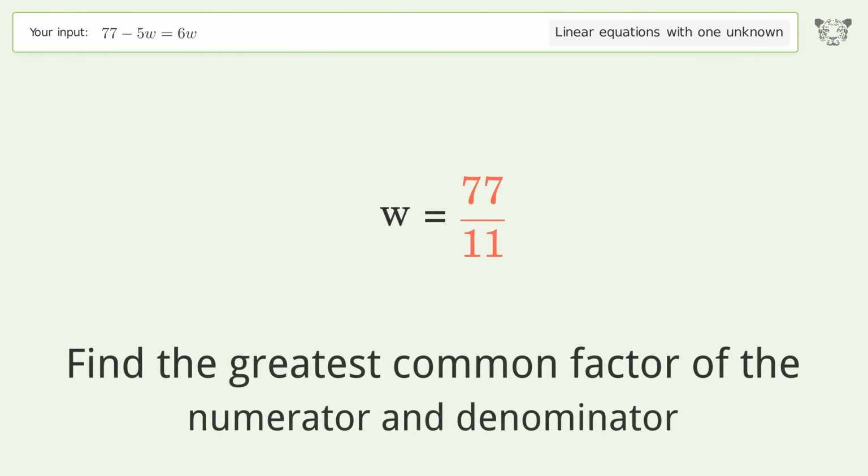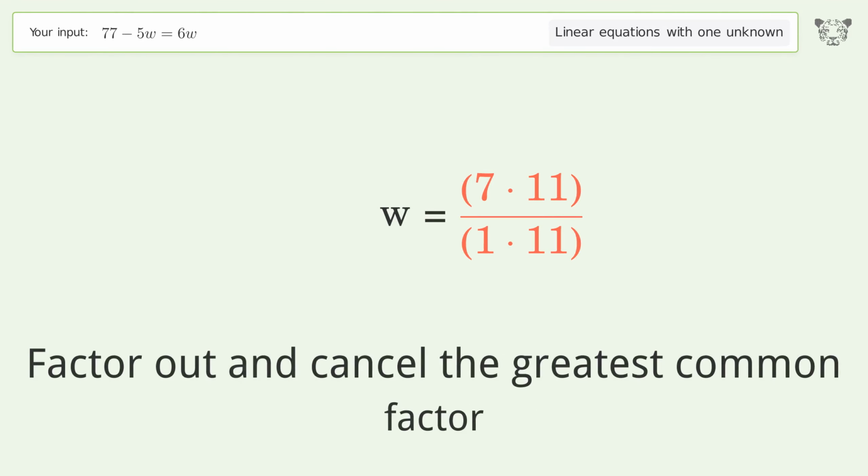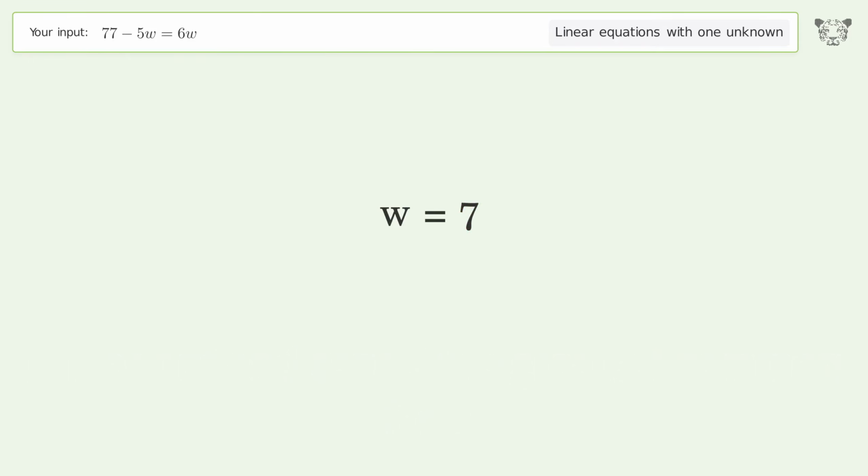Find the greatest common factor of the numerator and denominator. Factor out and cancel the greatest common factor. And so the final result is W equals 7.